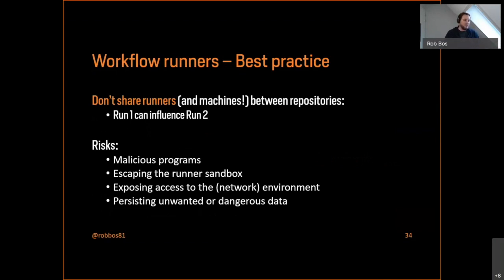Already mentioned, you have the risk there of malicious programs running on your machines. Maybe you could even escape a sandbox. Not everything is 100% secure. You cannot get it 100% secure sometimes. And you might be exposing access to your network environment, so segment them off from your production stuff as well. And then it could persist unwanted or dangerous data on, for example, your dependency cache, or maybe even on the machine itself. Maybe even the process on the runner has access to your private SSH keys into your production environment, or API access tokens that it can read from your environment variables. So think about that as well.